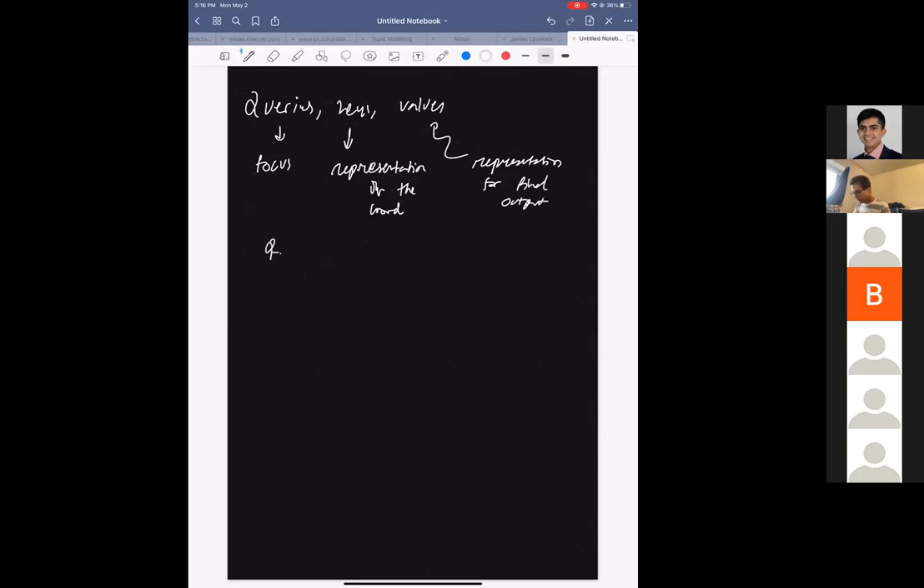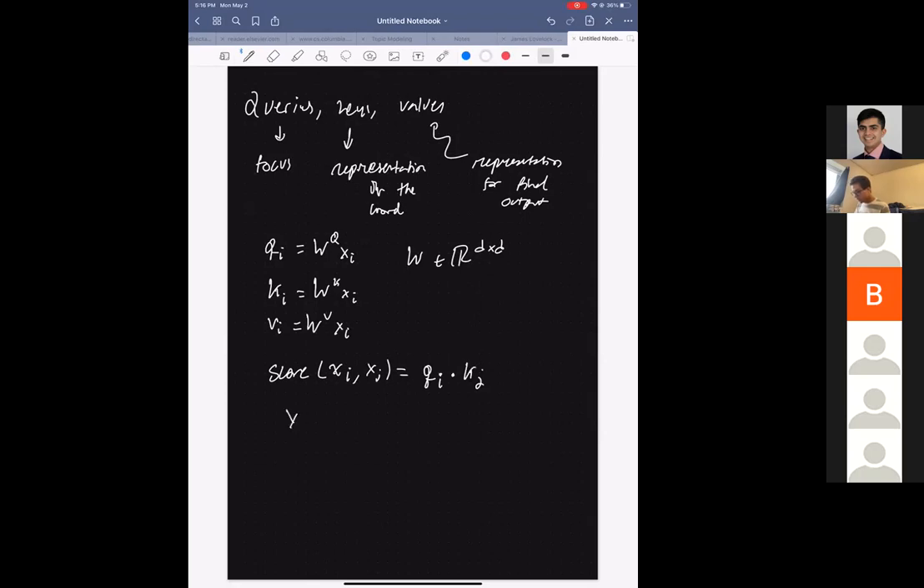So, for example, I can write the query as W^Q x_i, because it depends on the inputs. I think everything here will be like this, where W^K, all the W's are going to be D by D. And then the score we can calculate as score(x_i, x_j), which is equal to dotting the query i with the key j.